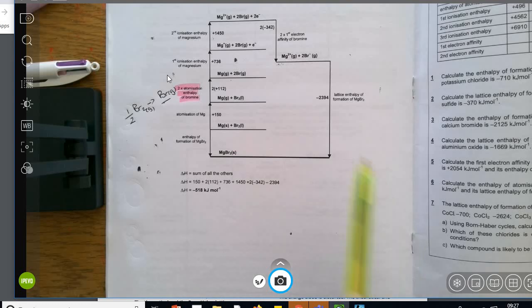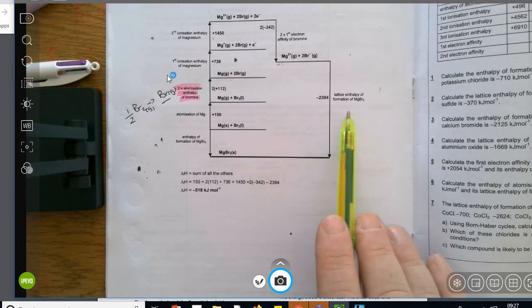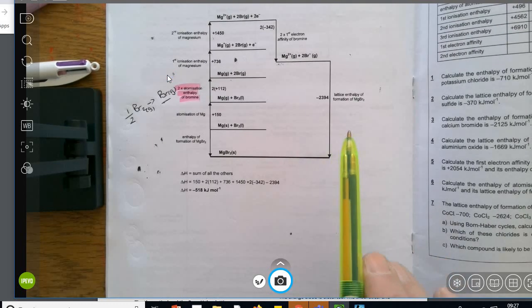Now, what we are looking for is the lattice enthalpy here. Okay, so this is the lattice enthalpy of formation, which, if you remember by definition, is the formation of a lattice from its gaseous ions. Okay, so it's got to be Mg2+ plus 2Br- going to make MgBr2 solid. Now, that's the lattice enthalpy of formation. It has to be defined during this process.